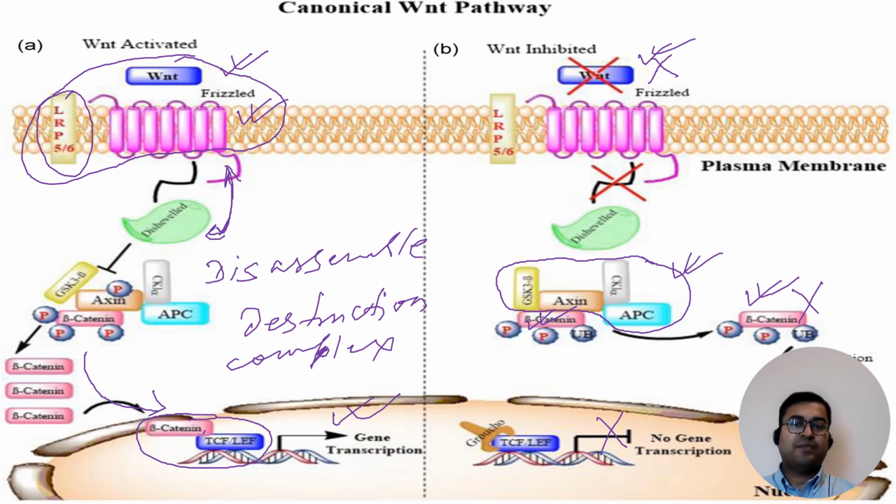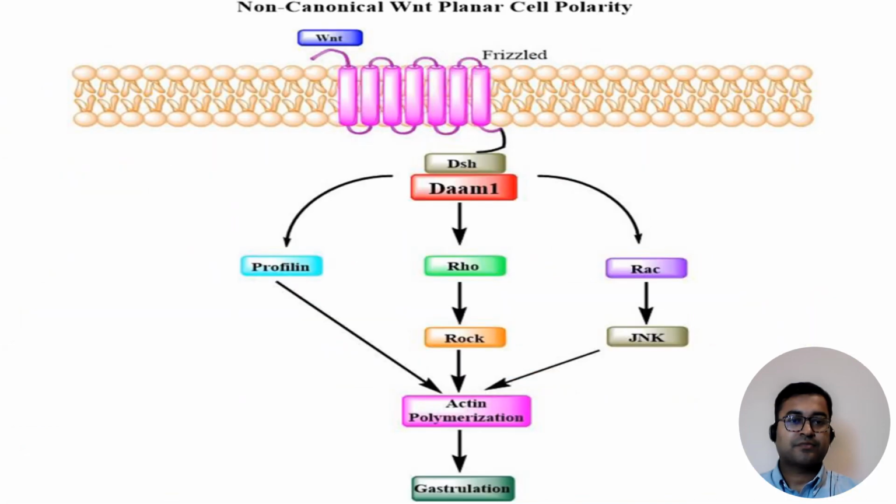So the same concept which we tried to understand in the previous diagram is again explained here to make it more clear. I hope you can easily understand this now. Now whatever we had discussed so far is known as canonical Wnt signaling.